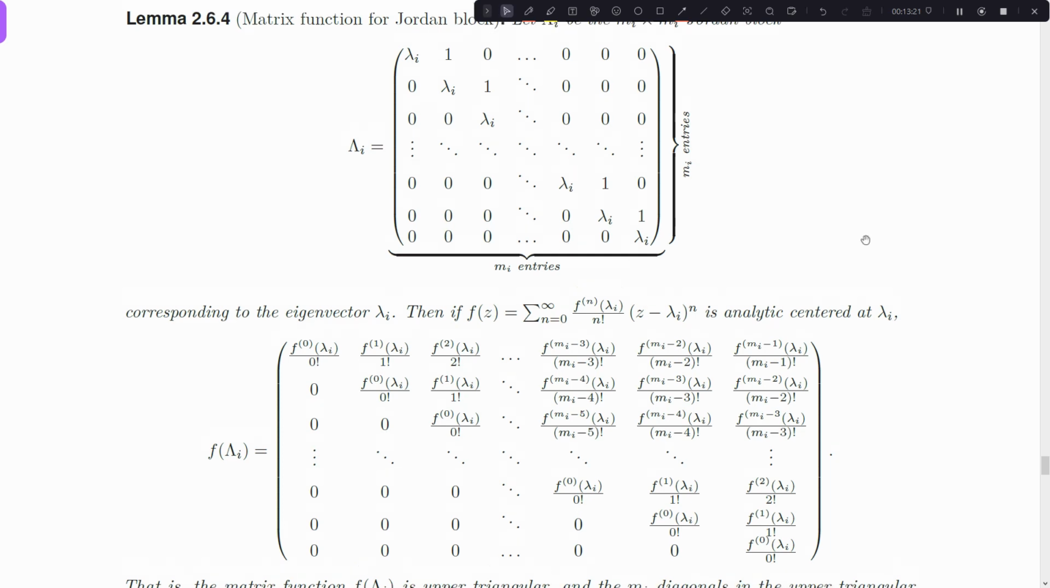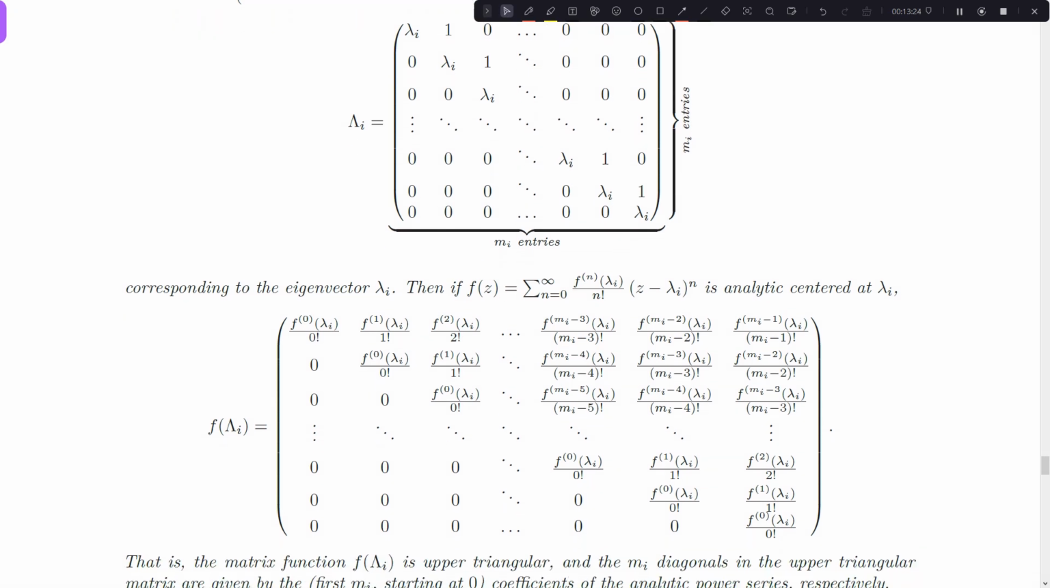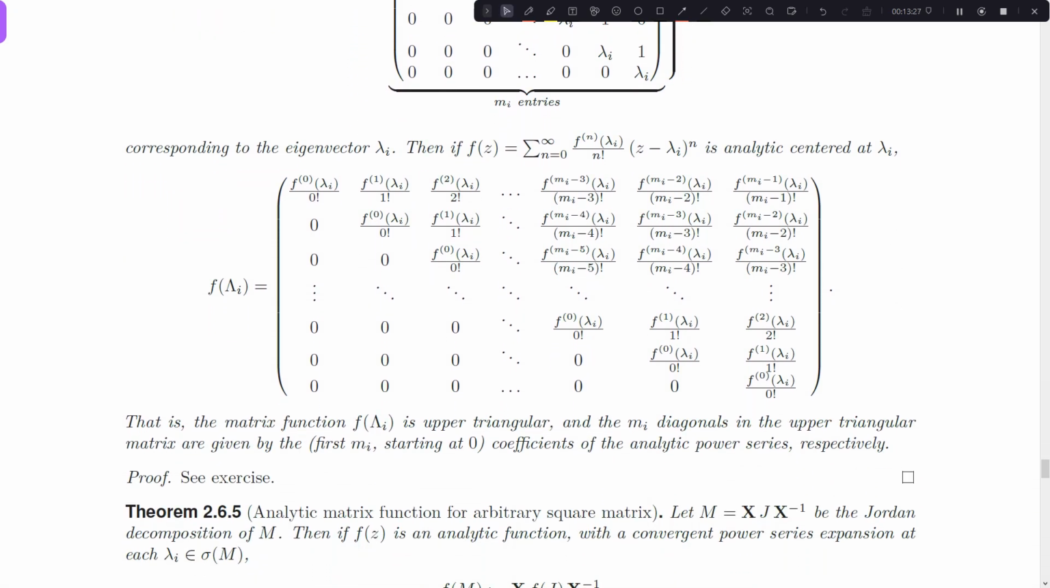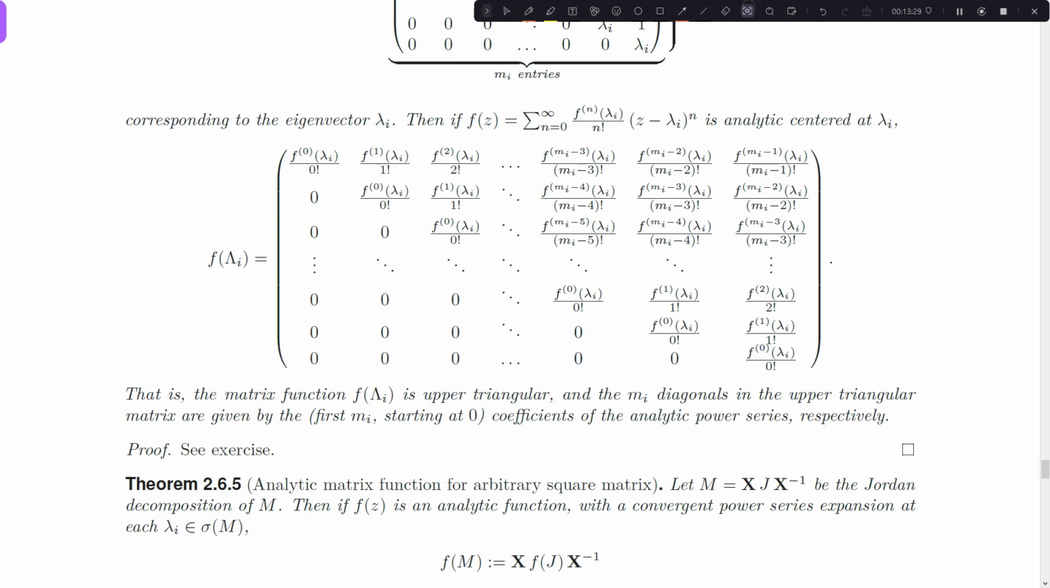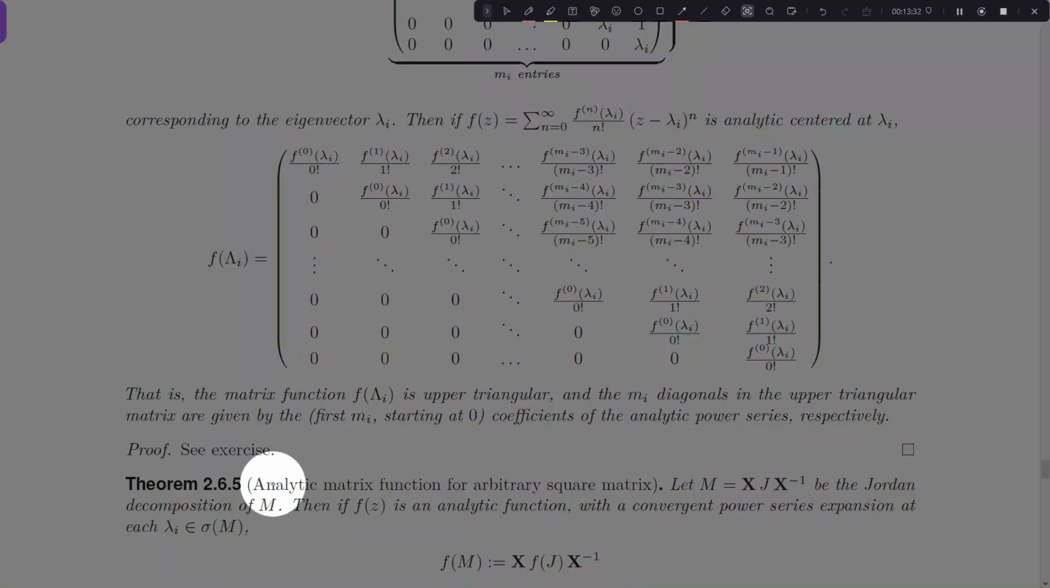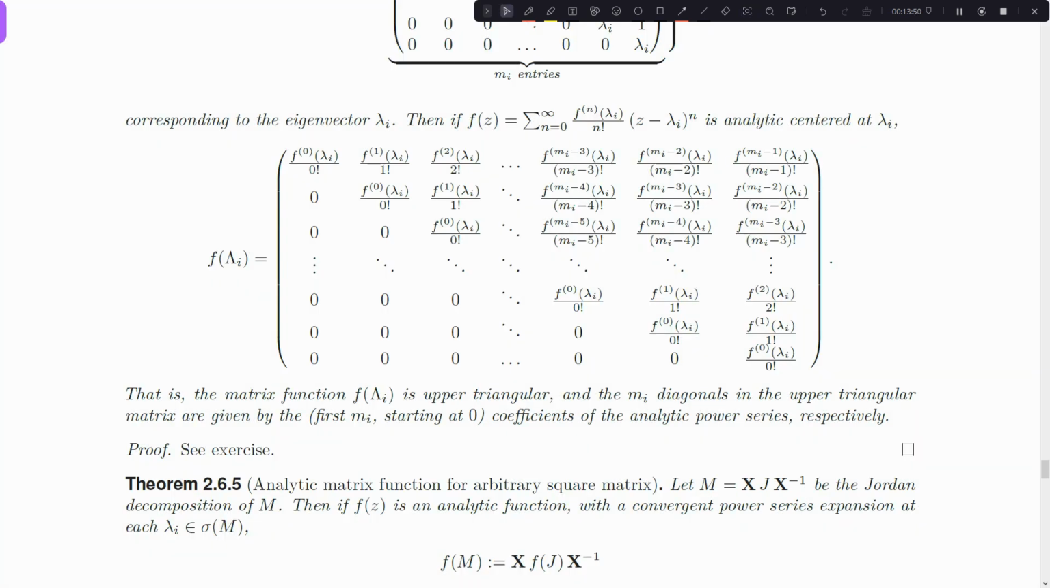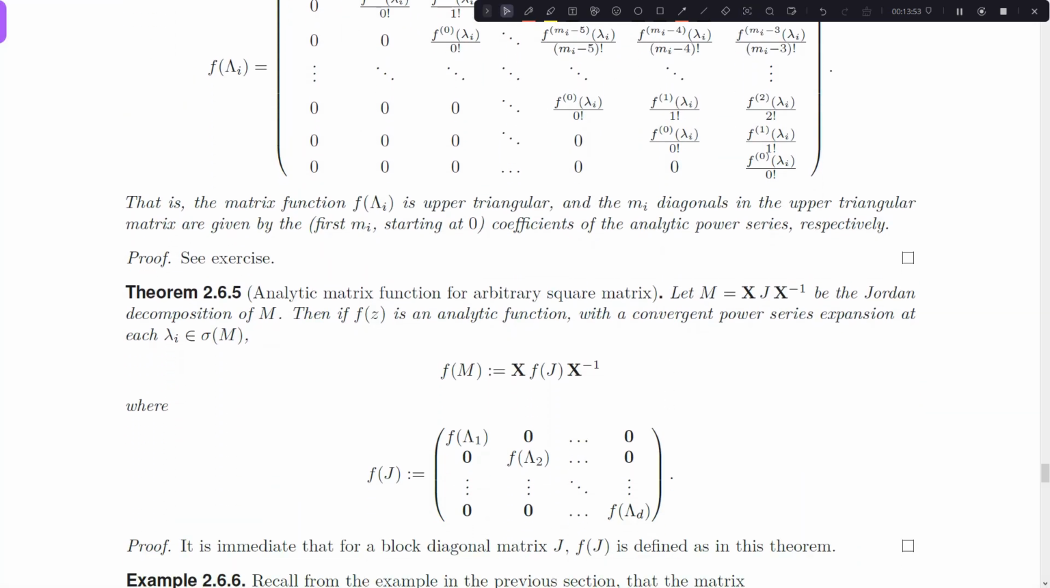All right, so that's how you can take a matrix function for a Jordan block, and then we're allowed to take the matrix function, an analytic matrix function, for any square matrix, because we know that any square matrix has a Jordan decomposition, or it has a Jordan form, right? It can be written as X J X inverse for some matrix X, and all of a sudden we know how to compute f, right?